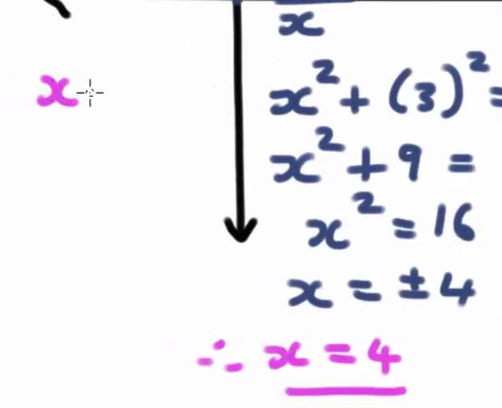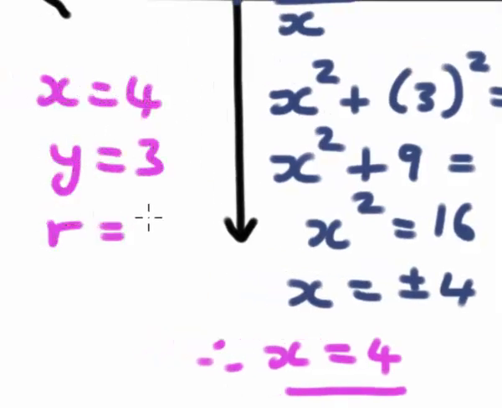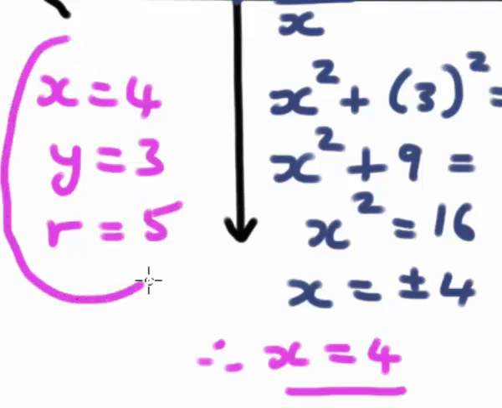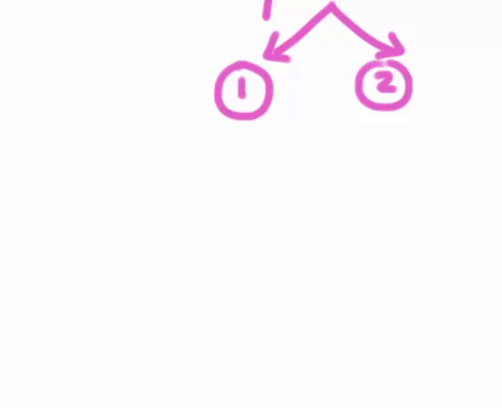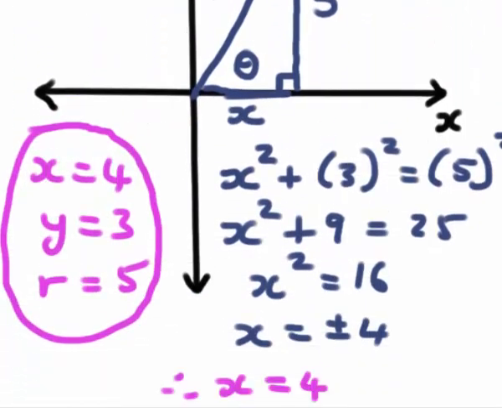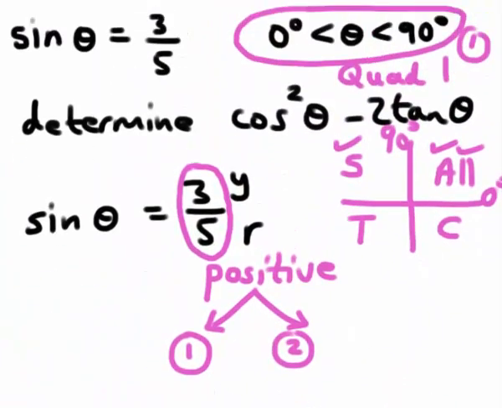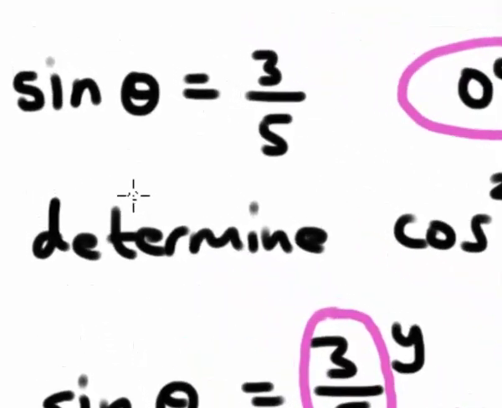So you know that your x is 4, your y is equal to 3, and your radius is 5. That information is going to be of utmost value when we try to answer this question here. Now, notice it gave you this trig equation. We know that that's y over r.